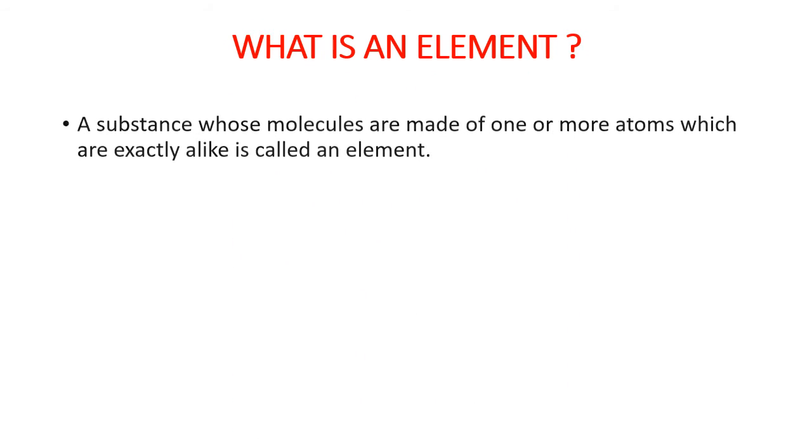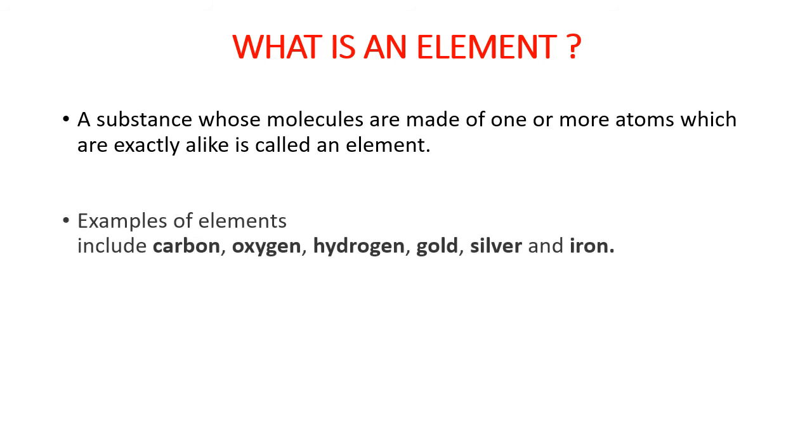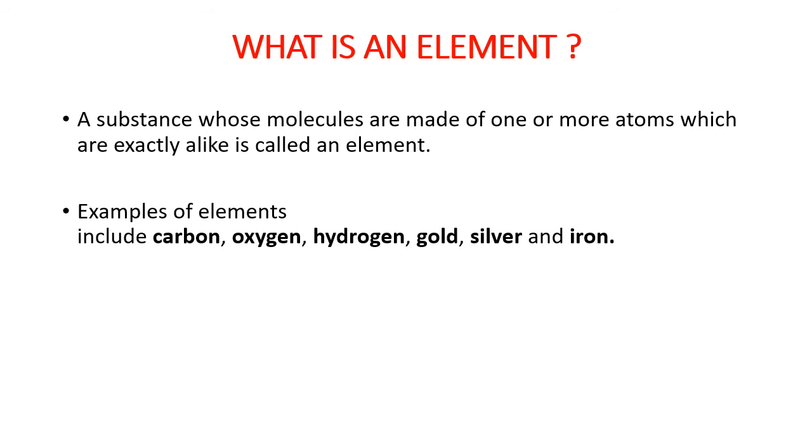So what is an element? A substance whose molecules are made up of one or more atoms which are exactly alike. Alike means similar. So as you saw the copper wire, it was made up of only copper atoms. Yes. So such a substance is called an element. So what are the common elements? There are many elements. There are 118 elements, children. But the common elements which we know are carbon, oxygen, hydrogen, gold, silver, and iron.